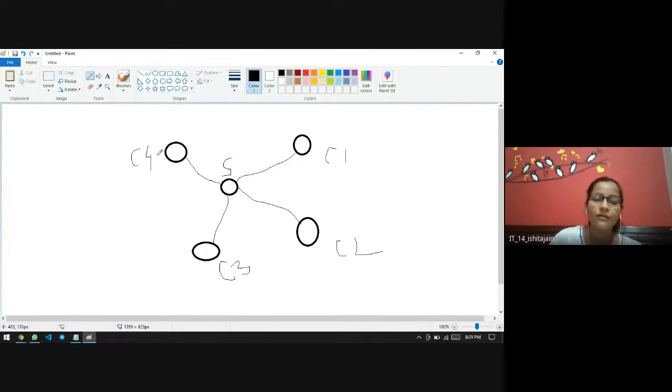Whenever client 4 wants anything from client 1, it cannot directly contact client 1. It has to contact the server, and then the server will make the request to client 1. Then client 1 will transmit the data again to the host, that is the server, and the host will give the answer back to client 4.